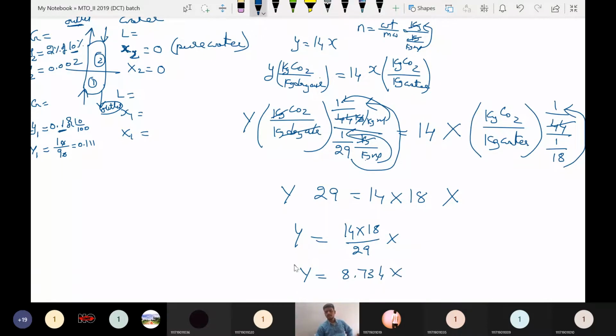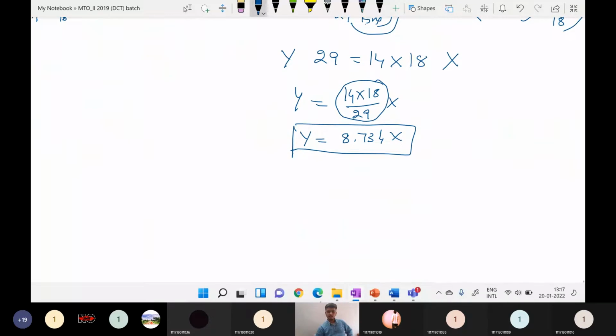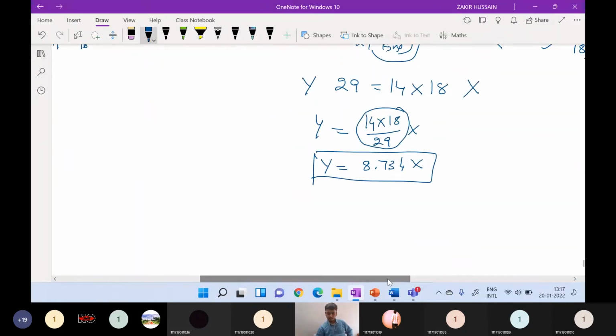8.734 capital X. Yesterday we have done this one. So after calculating this numerical value, then we have converted into the mole ratios also. This one also, mole ratios we have converted.